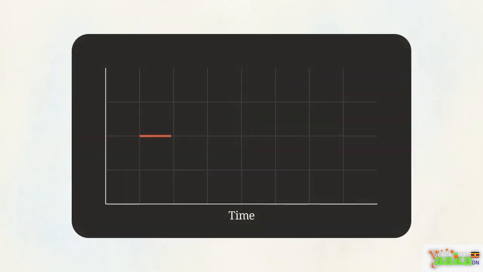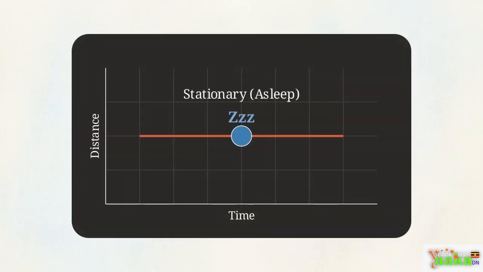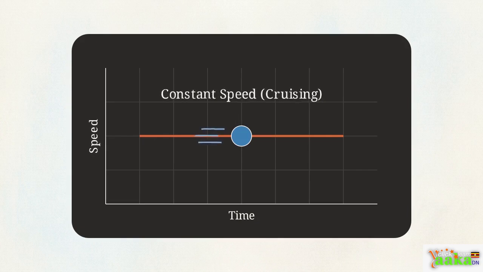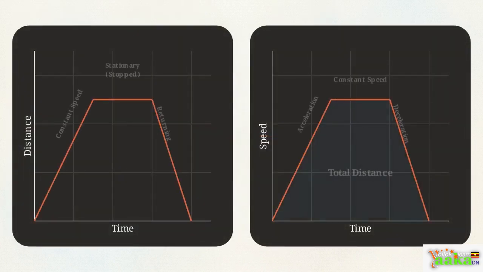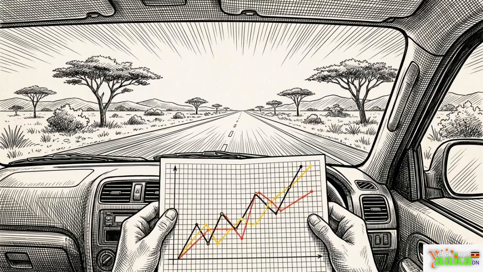When it comes to flat lines, you can rely on this simple check. For distance, flat means asleep. For speed, flat means cruising steady. This chart summarizes the key differences. By recognizing these distinct shapes and confirming your axes, you can tell if an object is accelerating, resting, or returning. Master these differences, and you master the mathematics of motion.